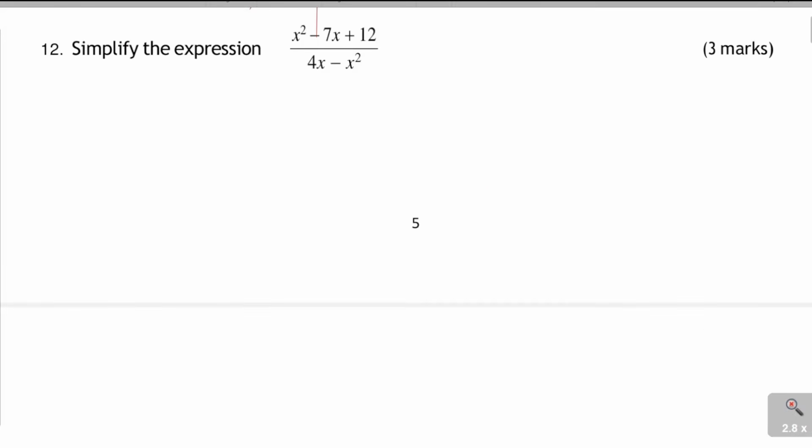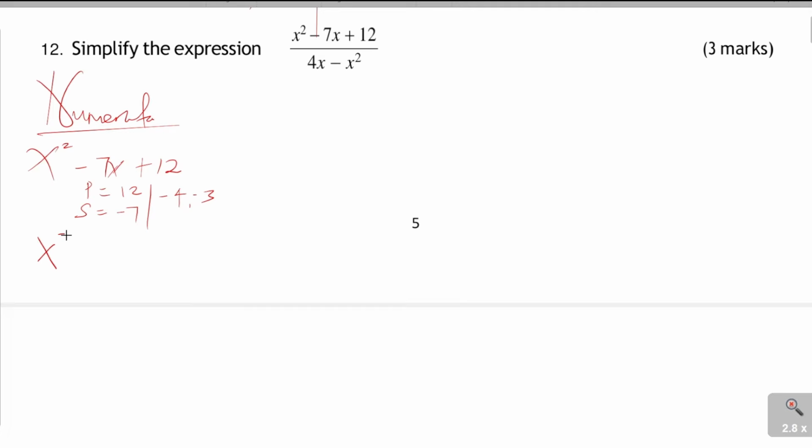Question 12. Simplify the expression. So I have that expression there. So look at the numerator and the denominator. We start with the numerator. So for the numerator, you have x squared subtract 7x plus 12. You can use factorization to factorize these. So looking for two numbers, whose product is 12, and then the sum is negative 7. Those numbers are negative 4 and negative 3.